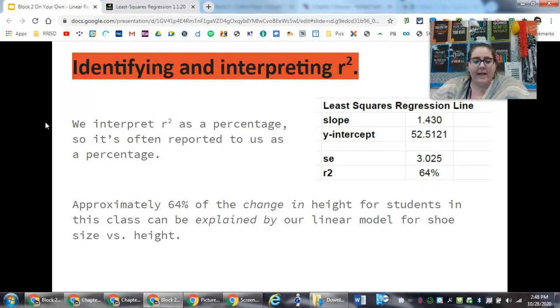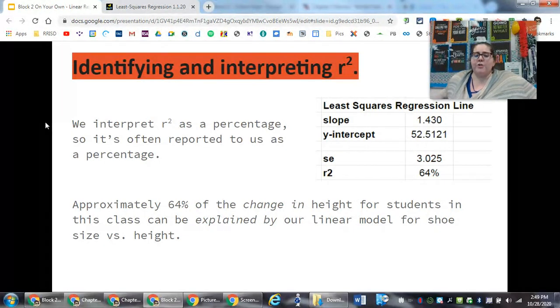So what we would say for our data is that approximately 64% of the change in height, because that was our Y variable, 64% of the change in height for students in this class can be explained by our linear model for shoe size. So the other 36% of the change in height is explained by other models or other variables. There might be other reasons your height is what it is besides just the size of your feet.